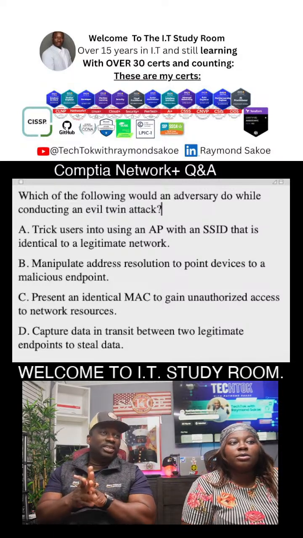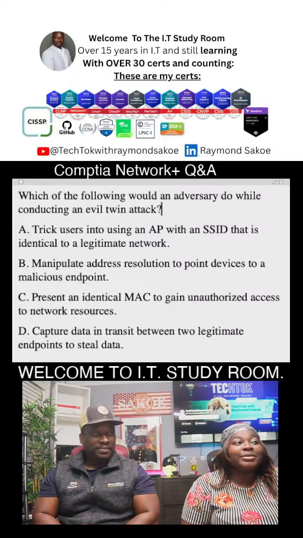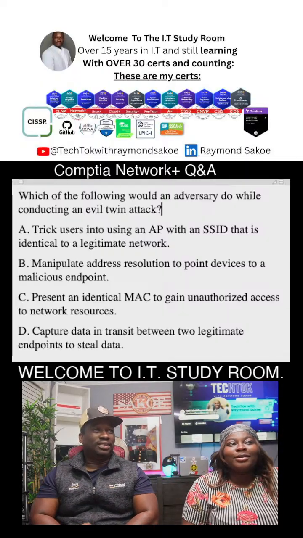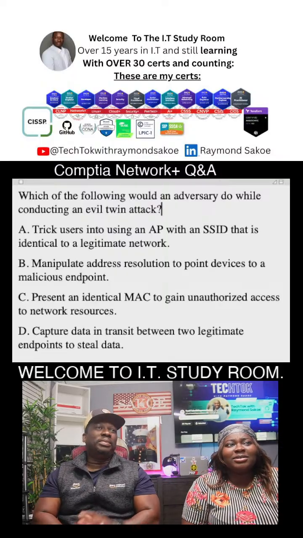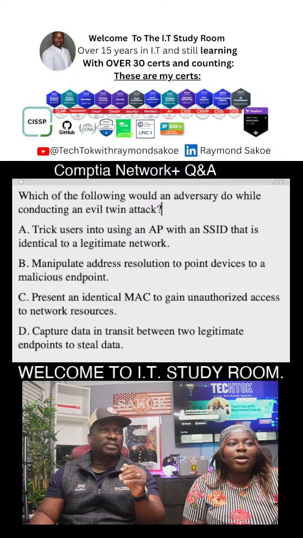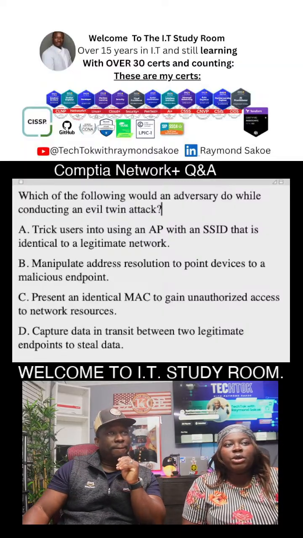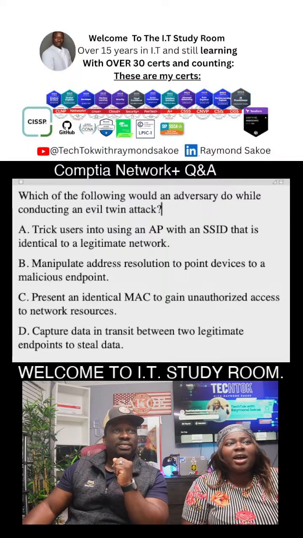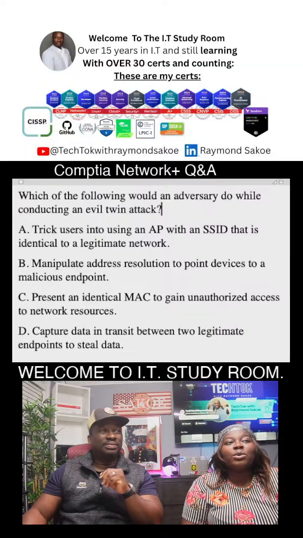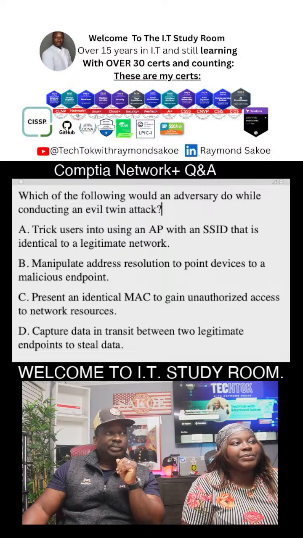This is a little lengthy of a question, but it's still realistic. It doesn't look lengthy. I mean the answer options are. Okay, go ahead. Which of the following would an adversary do while conducting an evil twin attack?